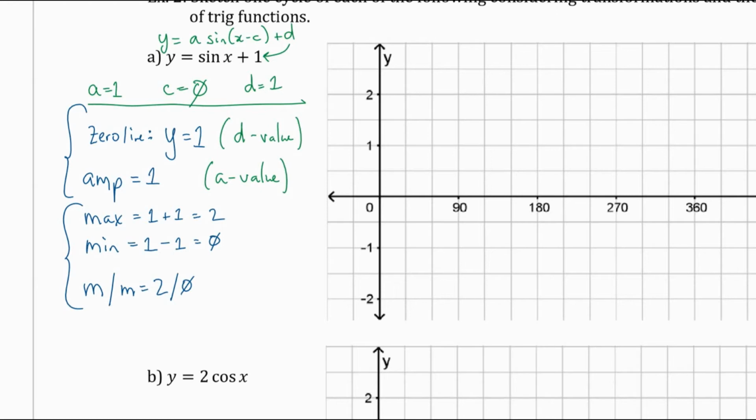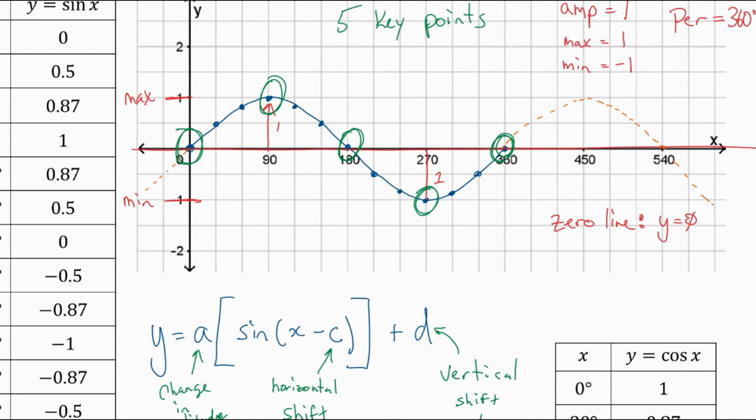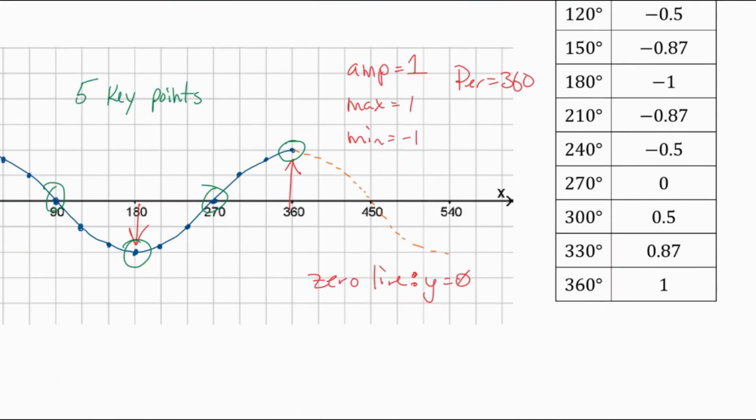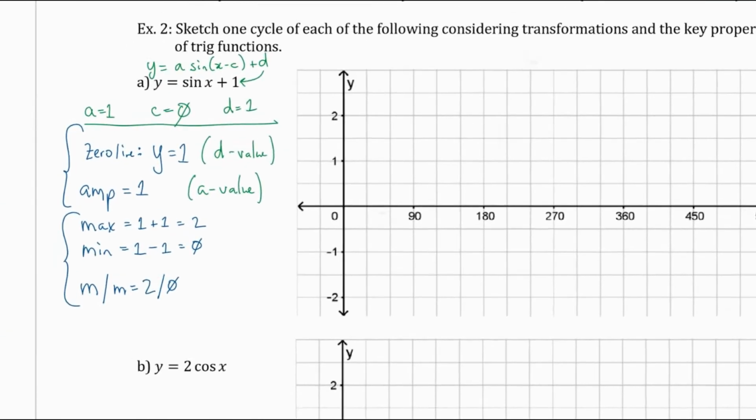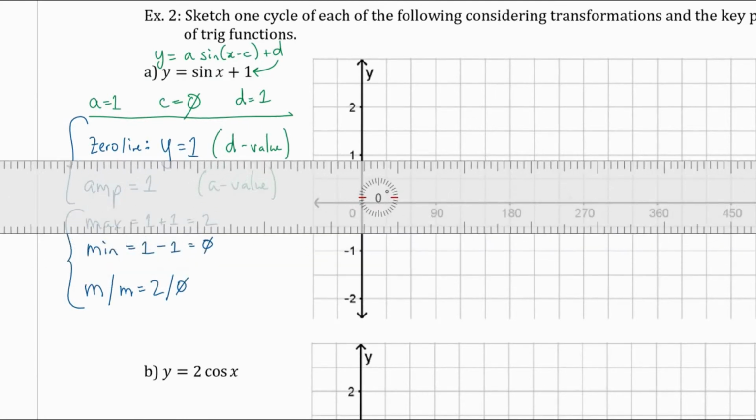Now I need to go back and think about what the sine function looks like. And sine always starts in the middle, which we now know is the zero line. So it starts on the zero line, it goes to the max, back to the zero line, then to the minimum, then back to the zero line. Now, if it's flipped, it doesn't go to the max first, it goes to the minimum, but this one's not flipped, so it's going to follow that same pattern. So you might want to draw in your zero line. That would be fine to do, okay?